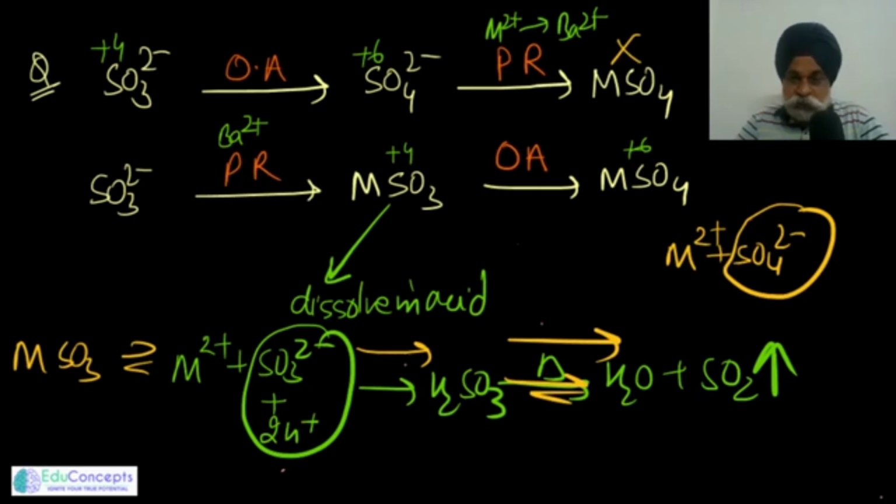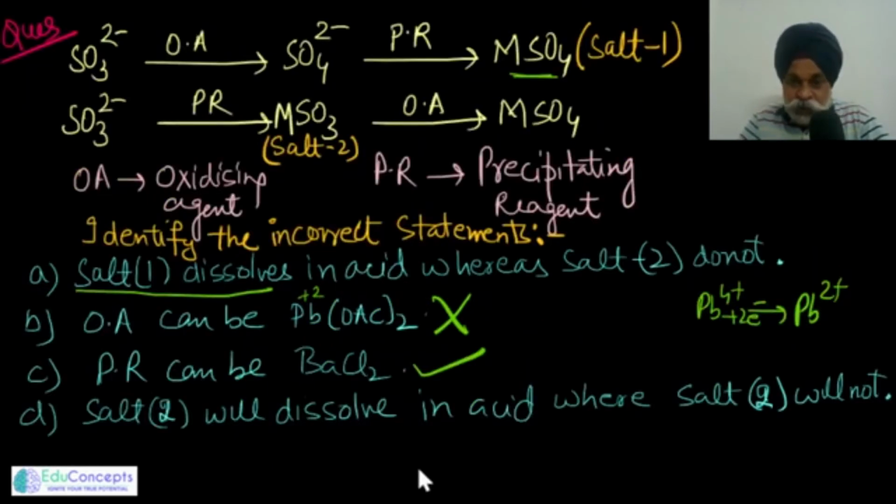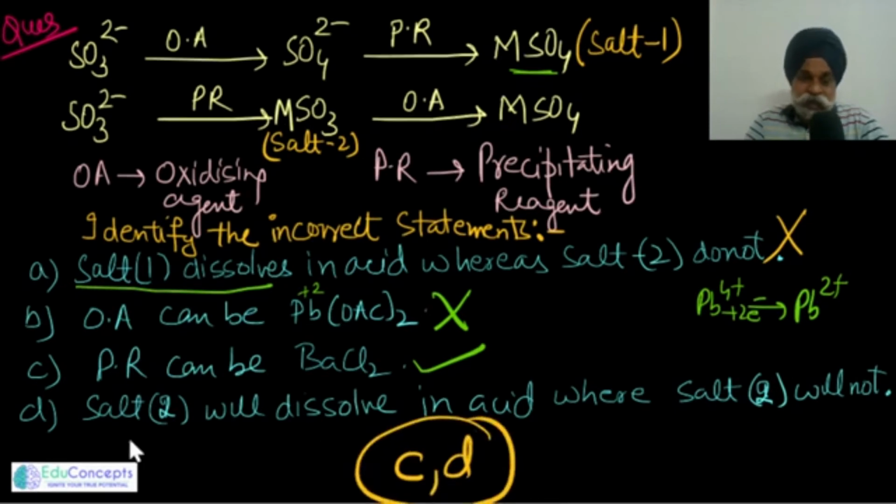So what options did we get here? One answer is that C option was correct. Salt 1 dissolves in acid. This is a wrong statement. And salt 2 will dissolve in acid. Metal sulfite will dissolve and salt 2 will not. So C and D would be the right answer for this particular question. Okay, moving ahead.